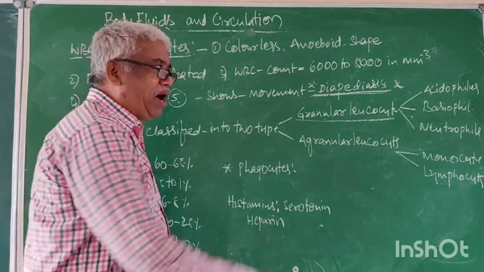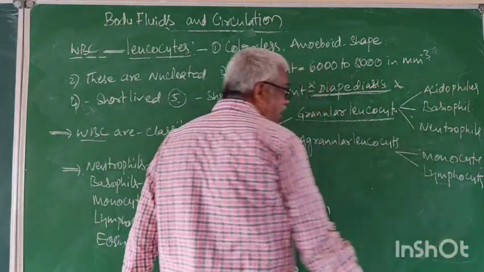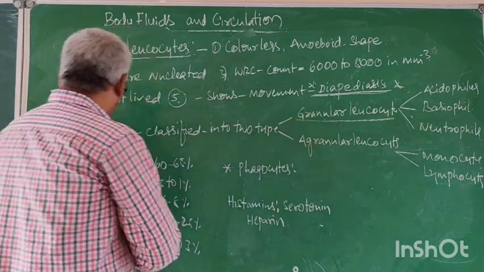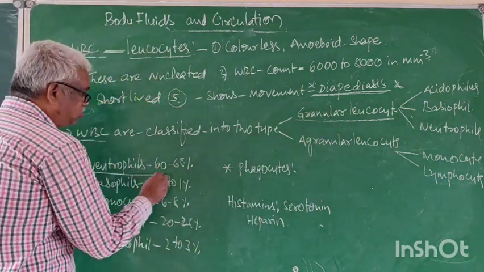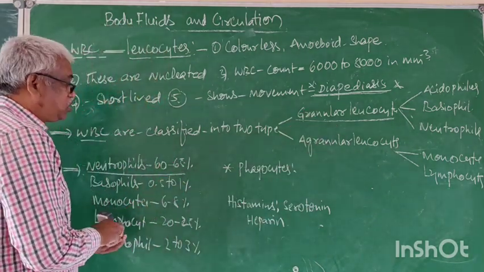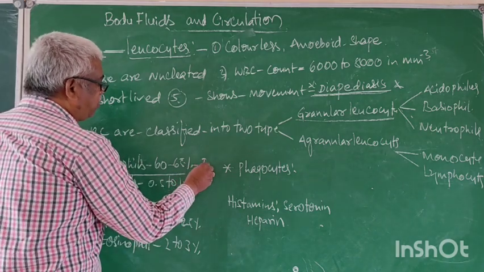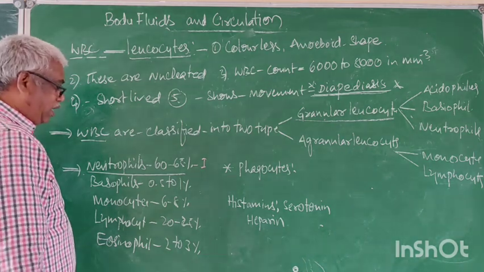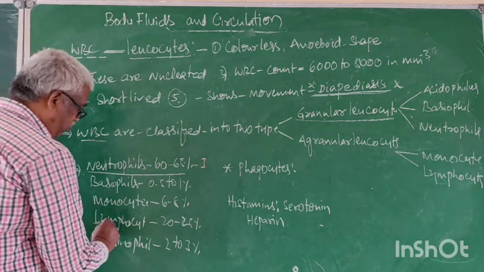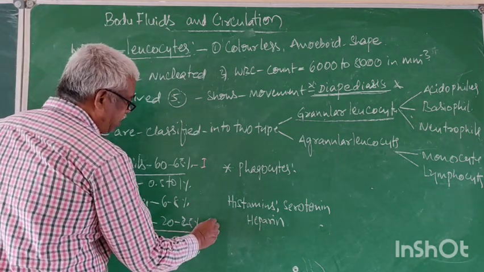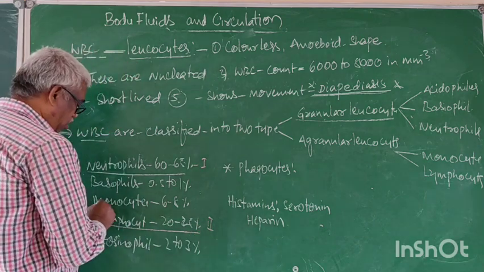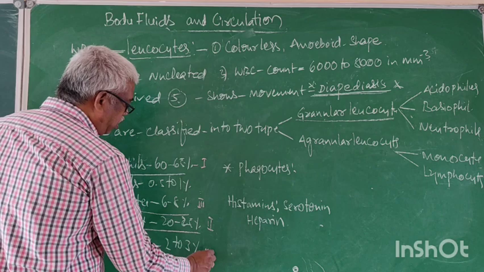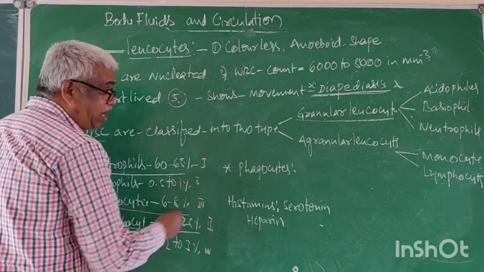Right. Now among these 5, who is the maximum in number? Neutrophil. How much? 60 to 65. Right. It is the first. Next one, lymphocytes. That is second. Third one, monocytes. Now it is the fourth one. It is the fifth.